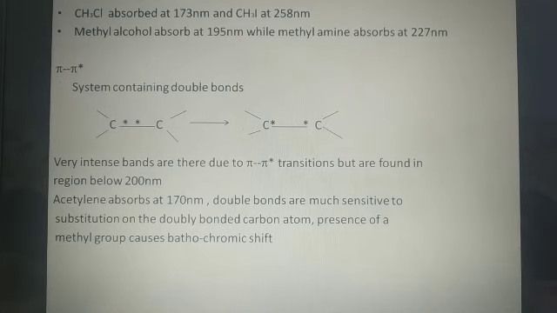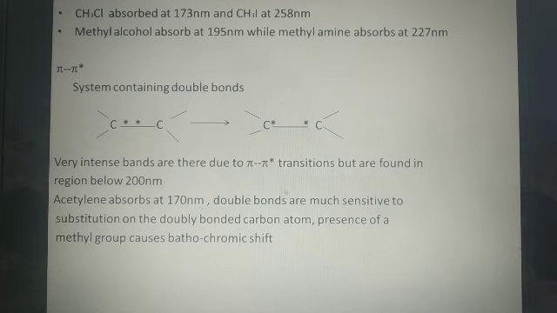So the main part of the discussion is here. It is the double bonds, or triple bonds, that are mainly discussed in UV and visible spectroscopy, because they put an intense band in the spectra. Acetylene absorbs at 170 nanometer. These are very sensitive to substitution. Whenever there is substitution, it either shifts toward the shorter wavelength or toward the longer wavelength.